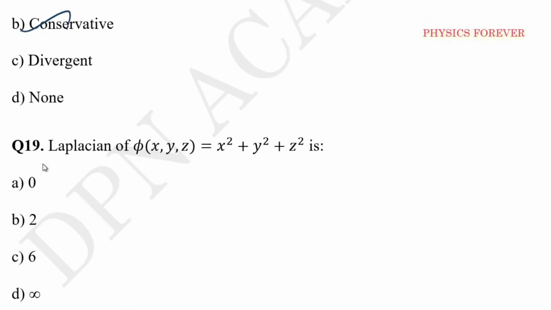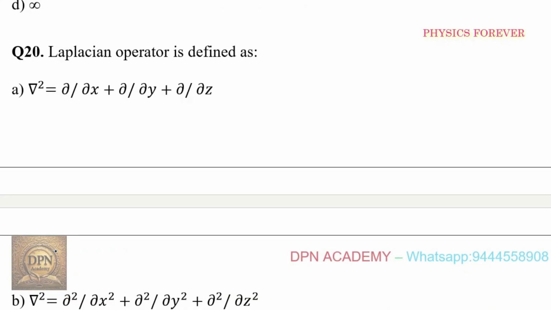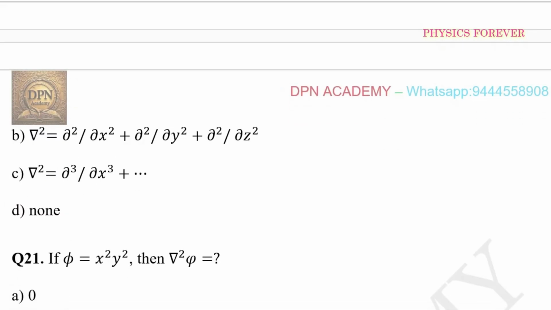Then question number 19: the Laplacian is given of x square, y square plus z square. The correct option for this is 6. Okay, there should be the Laplace formula. So we just have to substitute into the formula, then we get this. Okay. So then the Laplacian operator is defined as, from the definition, what is the Laplacian operator? So the Laplacian operator, question number B. Okay.